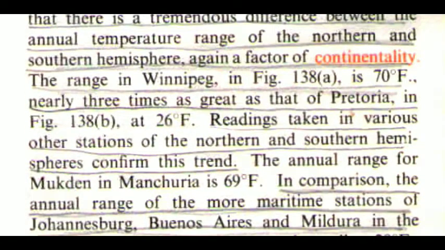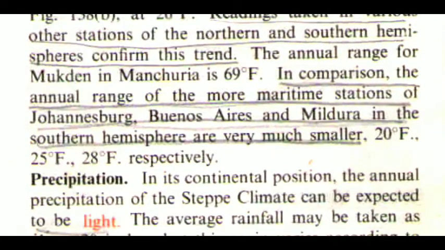The range in Winnipeg in figure 138A is 70 degrees Fahrenheit, nearly 3 times as great as that of Pretoria in figure 138B at 26 degrees Fahrenheit. Readings taken in various other stations of the northern and southern hemispheres confirm this trend. The annual range for Mukden in Manchuria is 69 degrees Fahrenheit. In comparison, the annual range of the more maritime stations of Johannesburg, Buenos Aires, and Mildura in the southern hemisphere are very much smaller, 20 degrees Fahrenheit, 25 degrees Fahrenheit, and 28 degrees Fahrenheit, respectively.